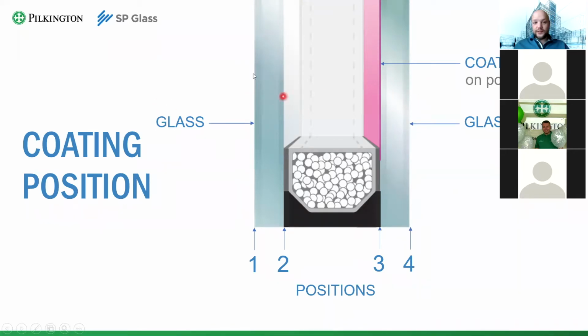If we start counting the glass sides from outwards to inwards and number them, then we can clearly indicate the position in which the coating should be. So, for example, here the sides are 1, 2, 3, 4, and the coating here is in position 3. Basically, no questions, no problems here.